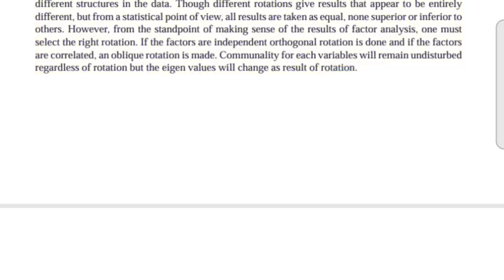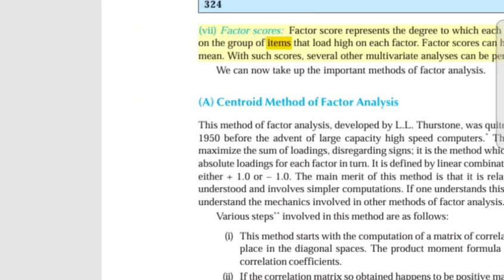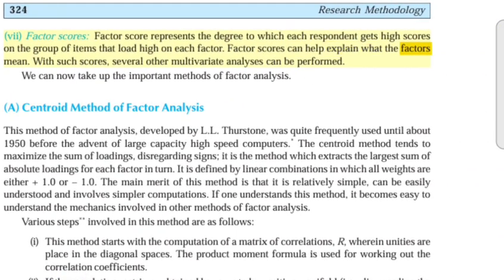I. Factor scores. Factor score represents the degree to which each respondent gets high scores on the group of items that load high on each factor. Factor scores can help explain what the factors mean. With such scores, several other multivariate analyses can be performed.